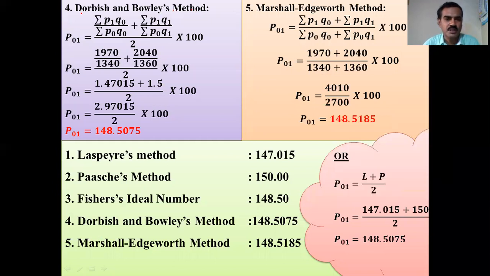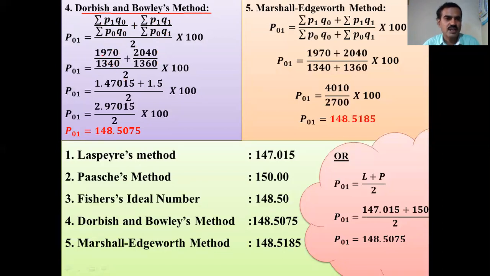So the Drobisch and Bowley method: sigma P1 Q0 divided by sigma P0 Q0, plus sigma P1 Q1 divided by sigma P0 Q1, whole divided by 2. Substitute the values that are there in the table. That is, sigma P1 Q0 is 1970, sigma P0 Q0 is 1340, sigma P1 Q1 is 2040, sigma P0 Q1 is 1360, whole divided by 2.